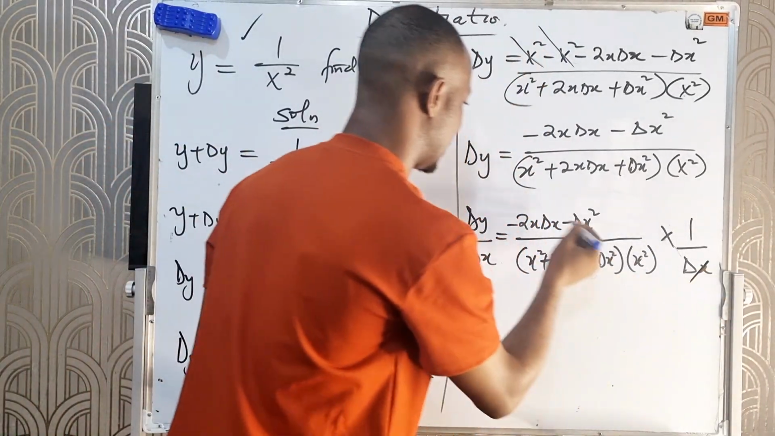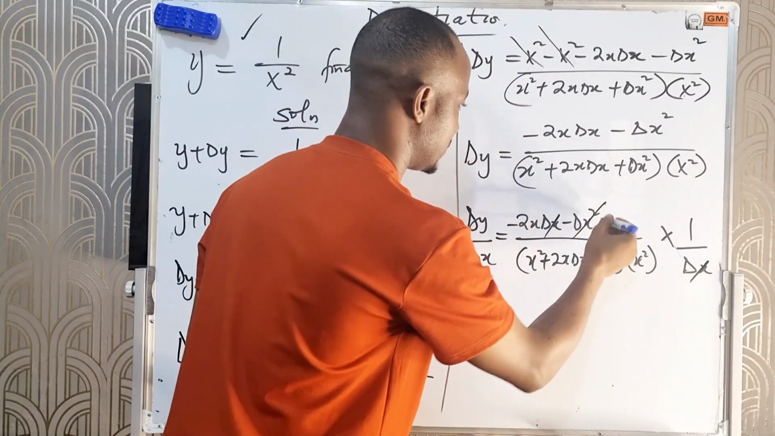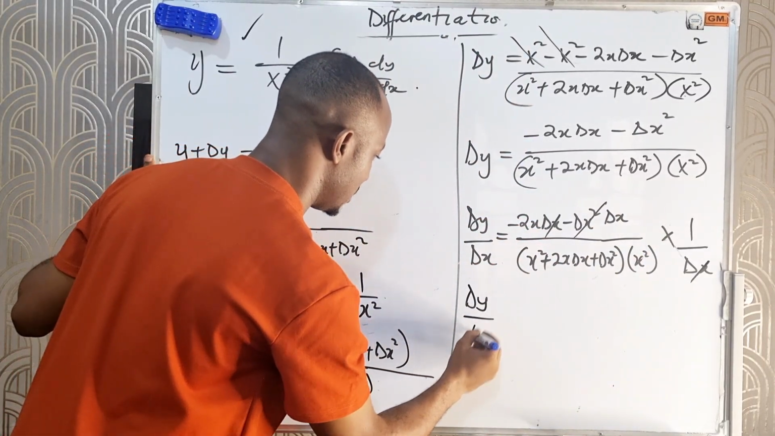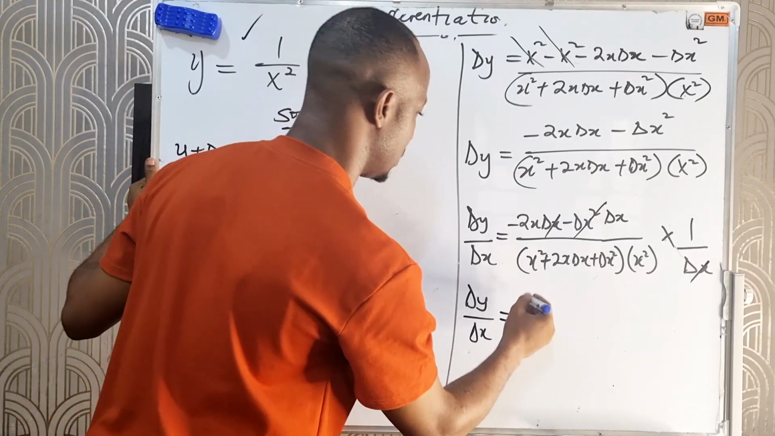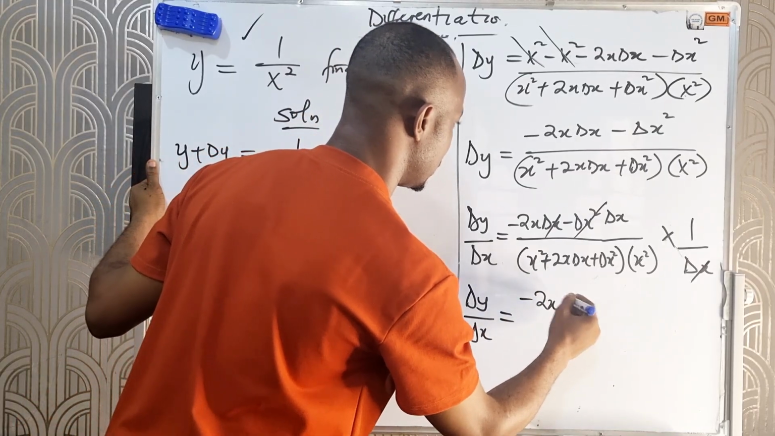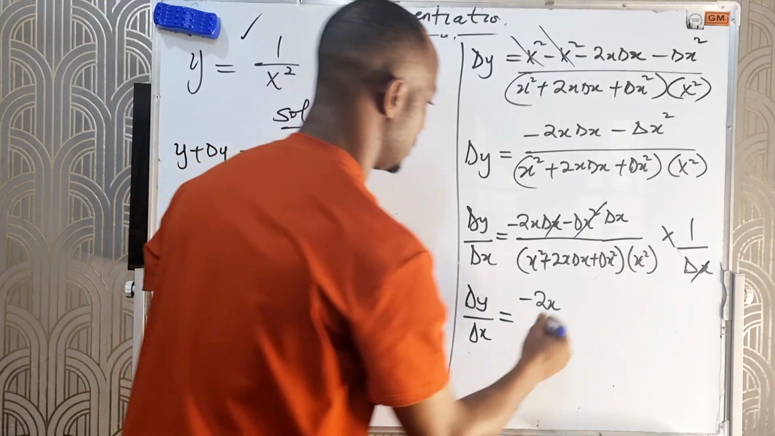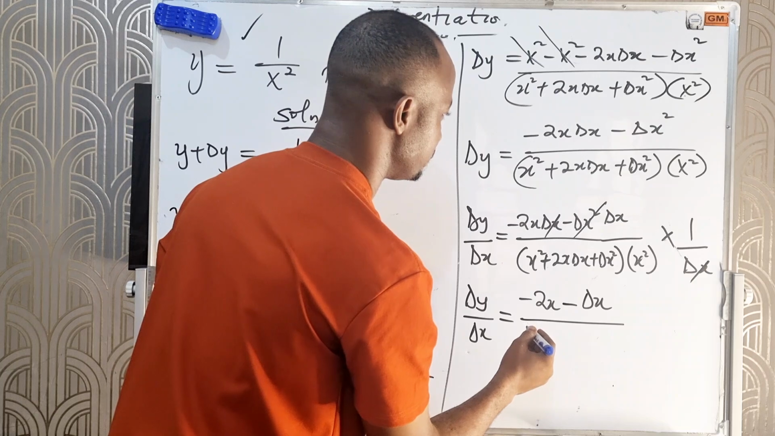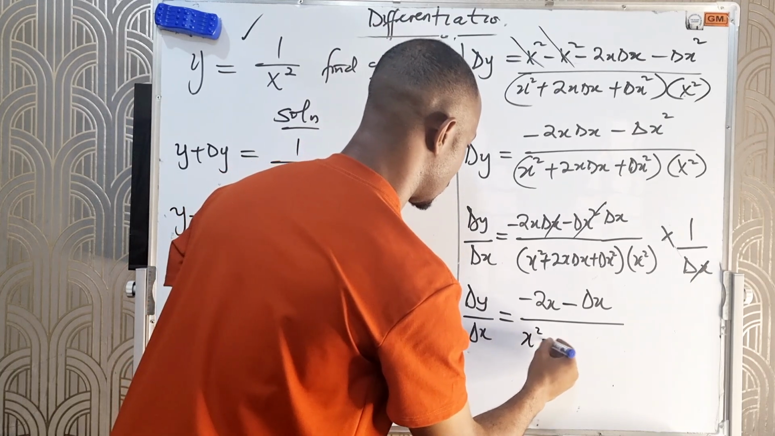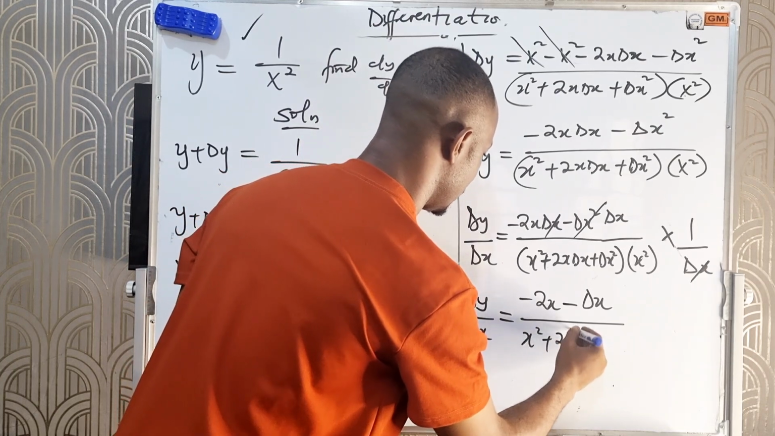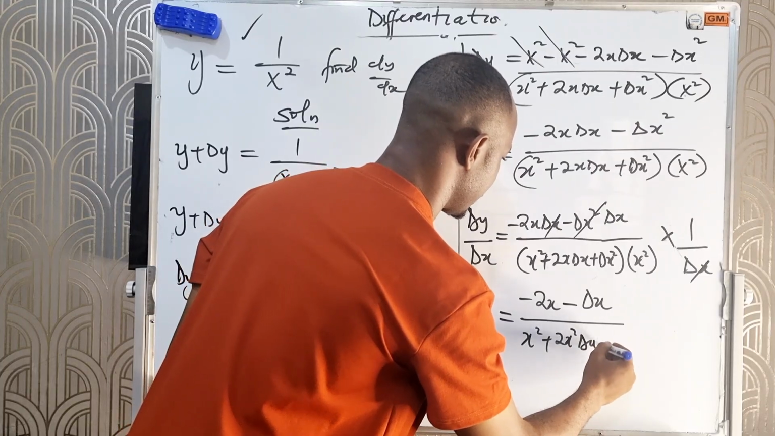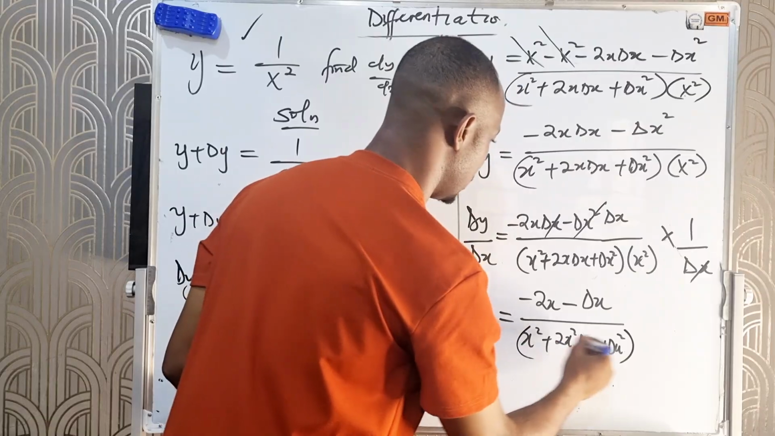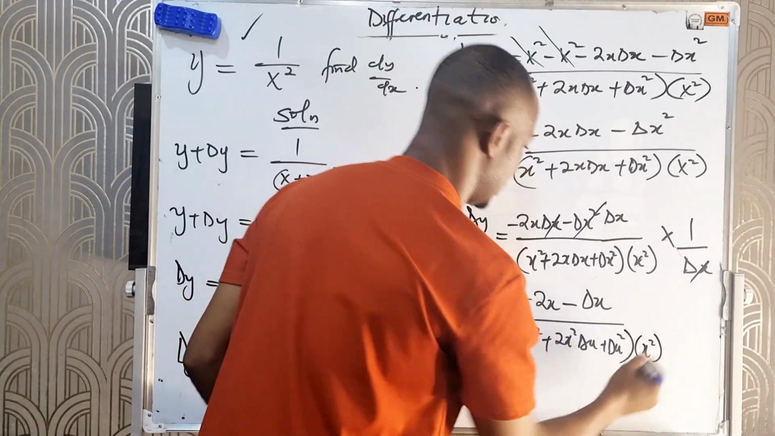by the time this, we cancel this from here. Also cancel one of this from here. We have what left? We have 1 delta x remaining. Here becomes delta y over delta x becomes minus 2s. Okay? Minus 2s minus delta x divided by s squared plus 2s delta x plus delta x squared, right? All multiplied with s squared.